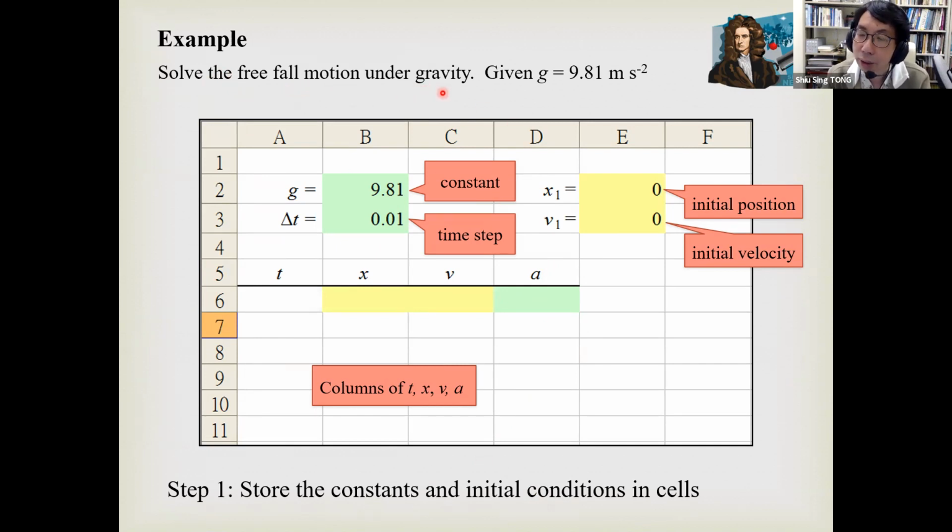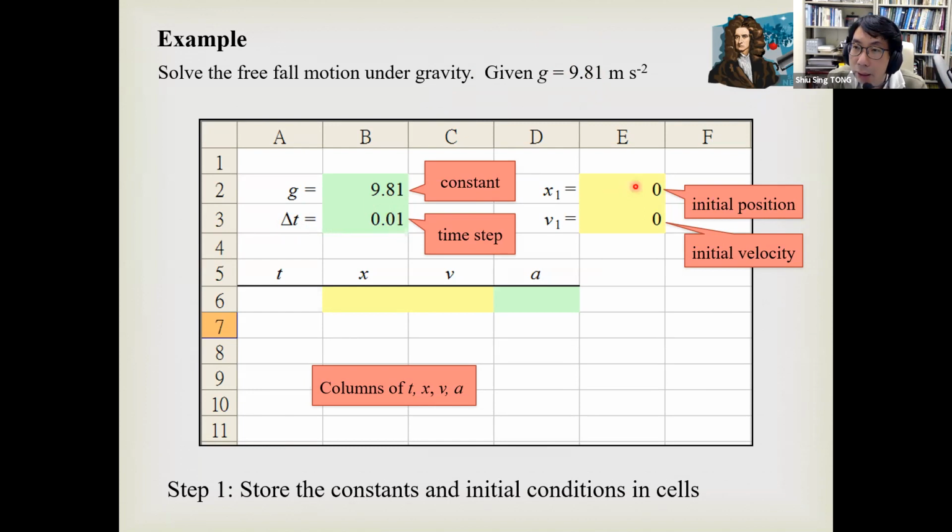Now, the idea is to let you know how to do it, so that you can apply this method to solve more complicated problems. So we better start with a problem that we know the solution very well, and that's the free fall motion under gravity. Given g is 9.81 meters per second squared, we make the time step very small. How small is that? We make delta t equal to 0.01. Obviously, 0.01 is a small time.